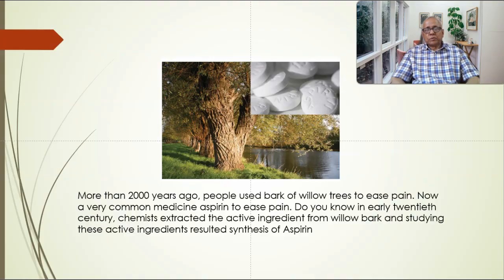This slide shows a tree, which is a willow tree, and people used the bark of this tree 2000 years ago to ease pain. You know, now we use a very common medicine, aspirin, to ease pain. In the 19th century, chemists extracted active ingredients from the bark of this tree, and studying the active ingredients resulted in the synthesis of aspirin.